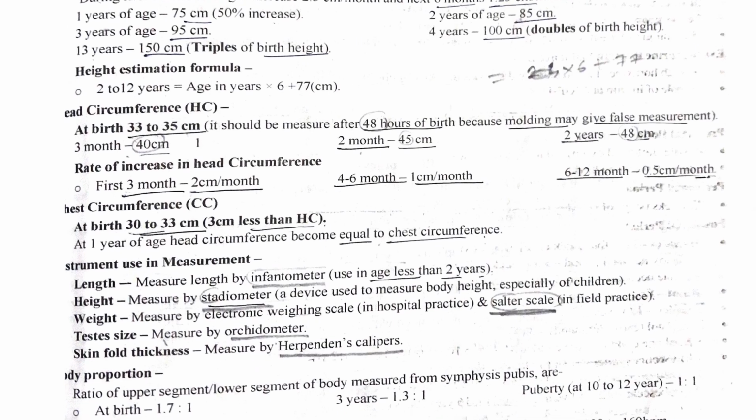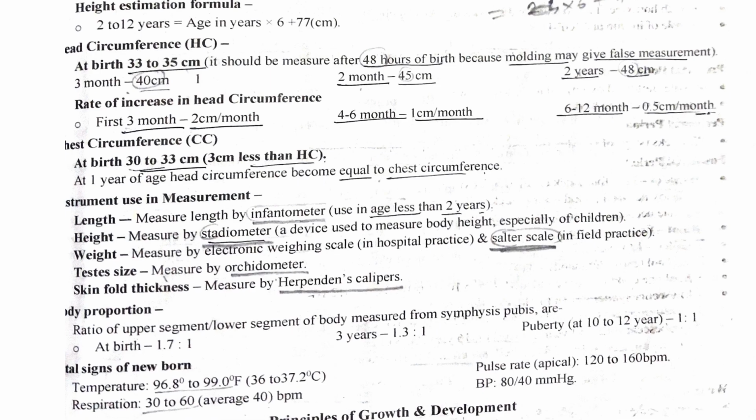Next, instruments used in measurement. Length is measured by infantometer, used in age less than 2 years. Height is measured by stadiometer, a device used to measure body height, especially for children. Weight is measured by electric weighing machine in hospital practice and Salter scale in field practice.